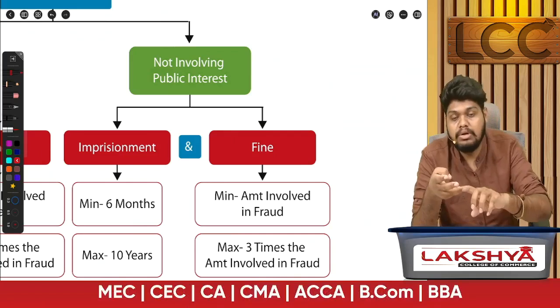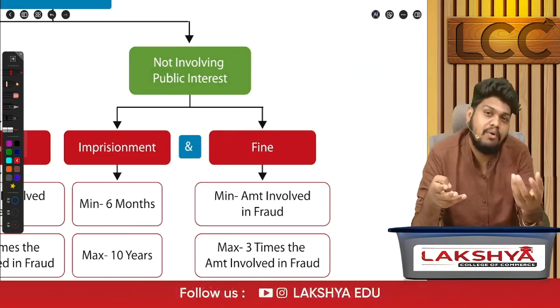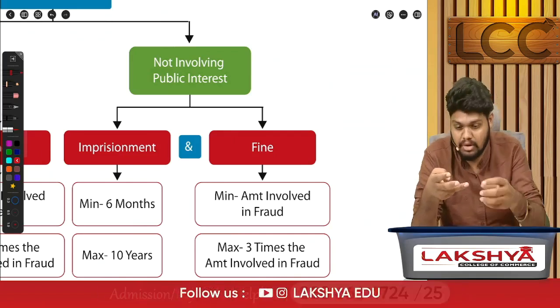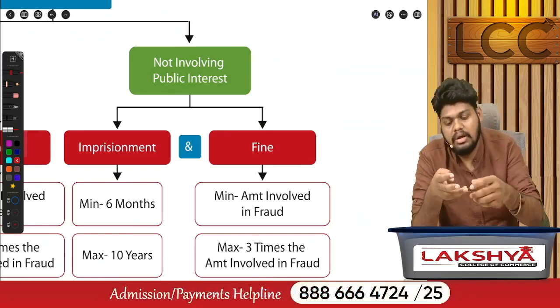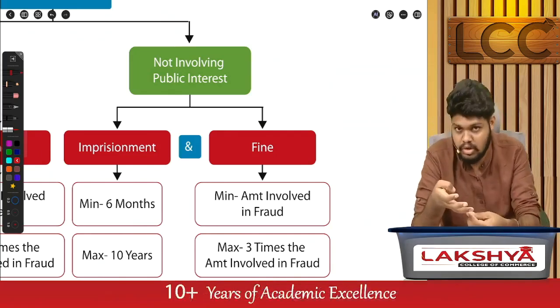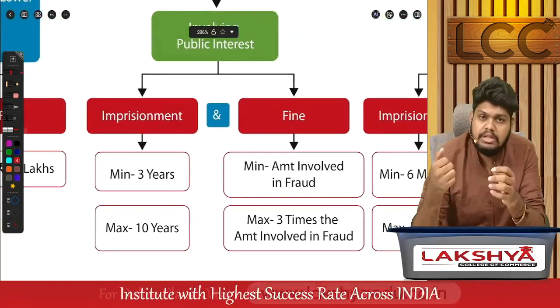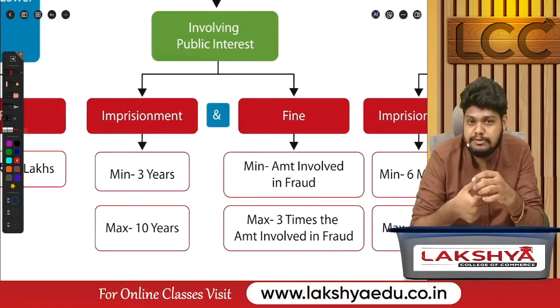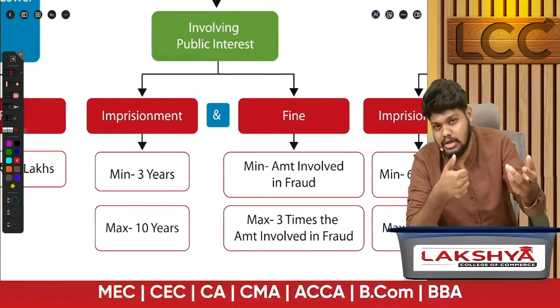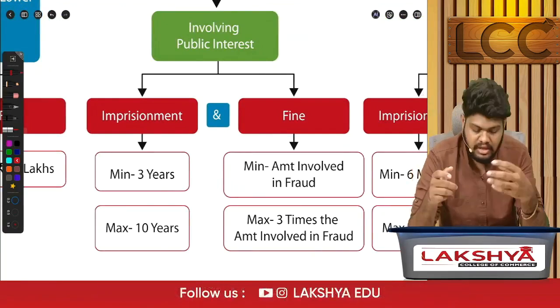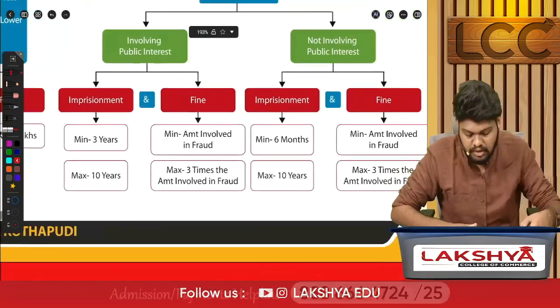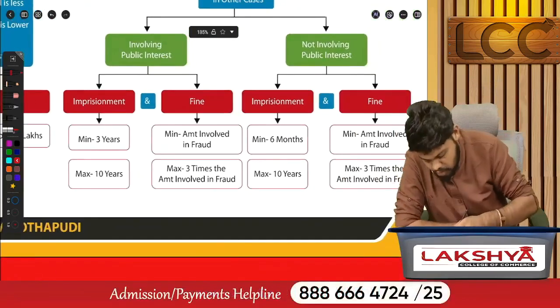Remember the words: it's not the amount of fraud, it is the amount involved in fraud. A fine of the amount involved in fraud, or 3 times the amount involved in fraud. If it is involving public interest, the minimum imprisonment increases from 6 months to 3 years, to a maximum of 10 years again, and a fine of the amount involved in fraud up to 3 times the amount involved in fraud.